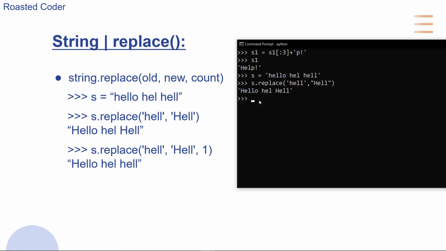And now if you want to change just this one, then we can just pass the second parameter 1, and it will just change the first hell, and the second hell is just as it was.